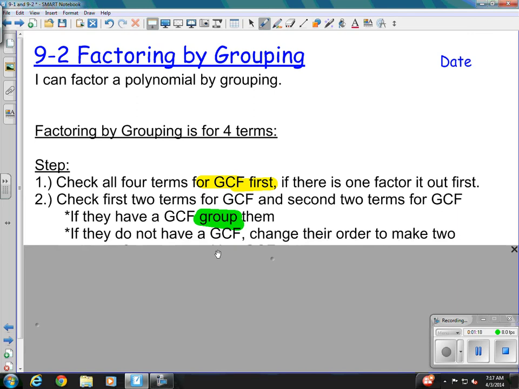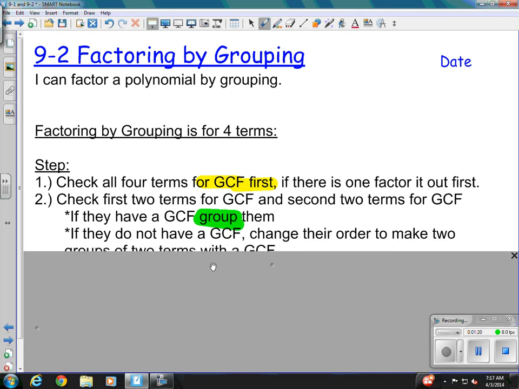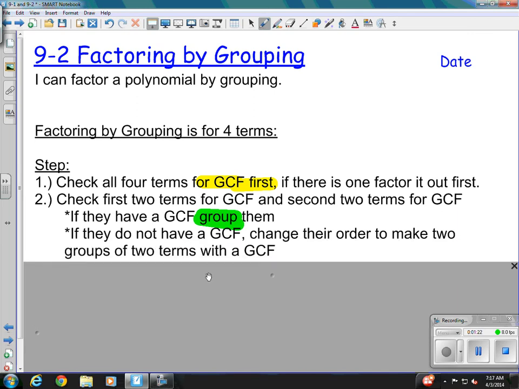However, if they do not have a GCF, we're going to have to change the order to make 2 groups of 2 terms with a GCF. So if for some reason they do not have a GCF, we're going to have to change their order. That's the commutative property that lets us change the order of our terms.